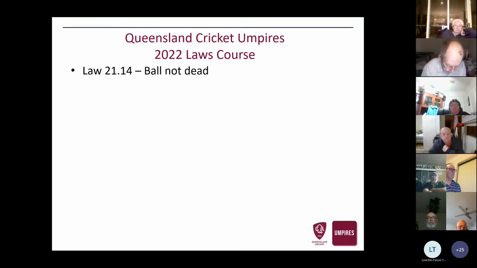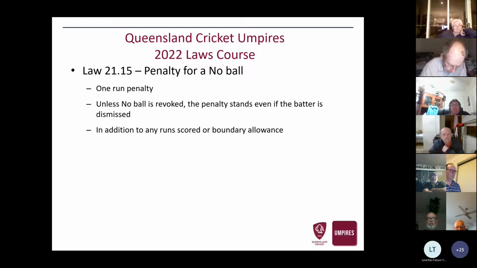21.14 also speaks to itself. Ball does not become dead on the call of a no ball. 21.15, the penalty for a no ball is obviously a 1-run penalty. Unless the no ball is revoked, the penalty stands even if the batter is dismissed, and is in addition to any runs scored or a boundary allowance.